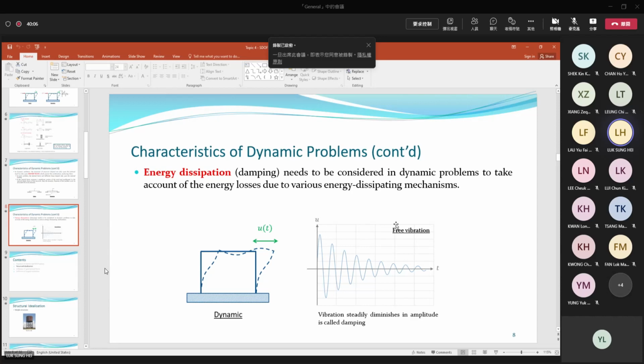I believe that in this lecture, we can move to topic 5, free vibrations. Actually, I just copied from topic 5.